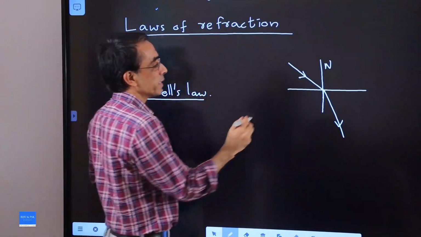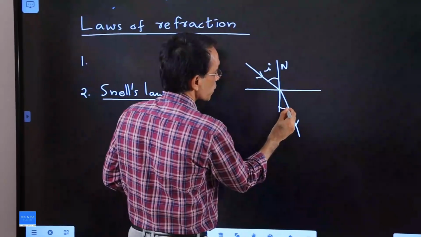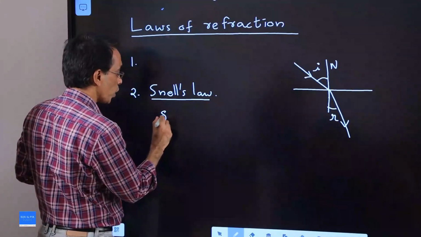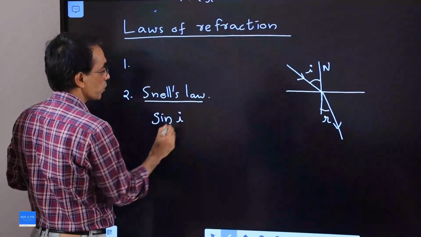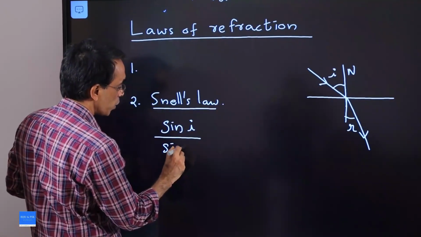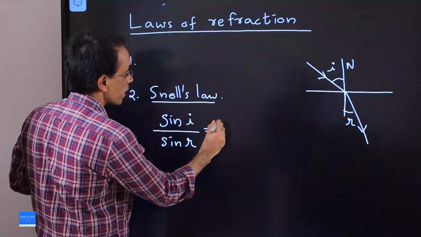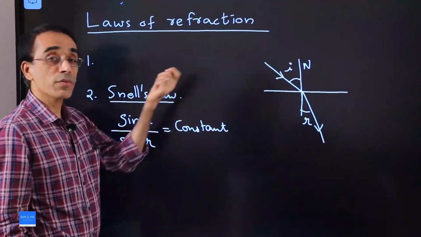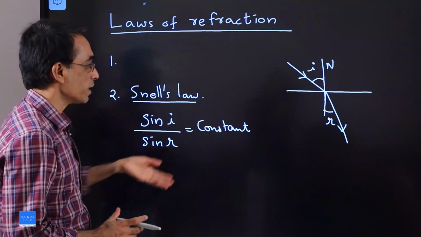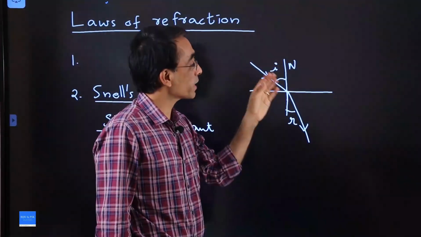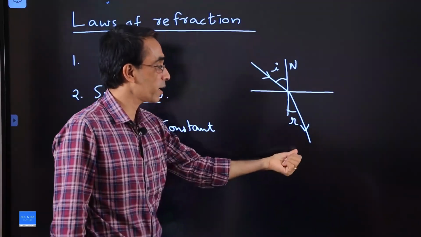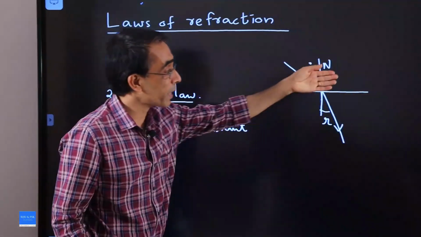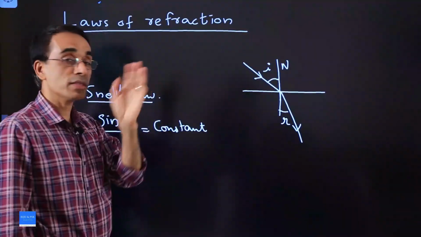This angle is called the angle of incidence I. This is called the angle of refraction R. Snell's law says that the ratio of the sine of the angle of incidence to the sine of the angle of refraction is a constant for a given pair of media. You measure the angle of incidence, take its sine, similarly measure angle R, take its sine, and take the ratio. This becomes a constant for a given pair. When the medium changes, the constant will change. Otherwise, it will remain a constant.